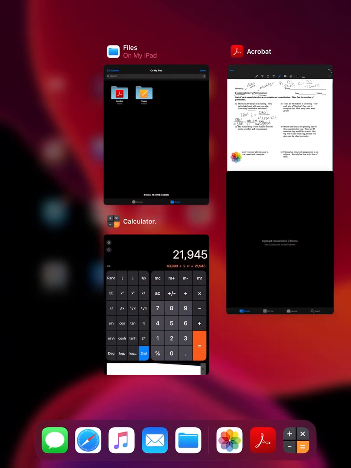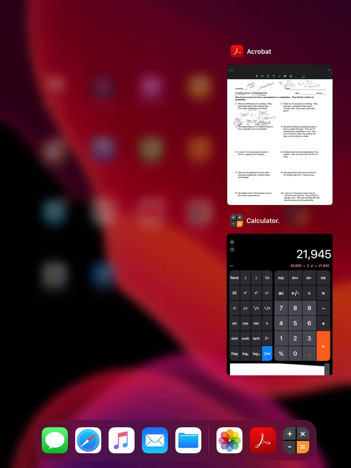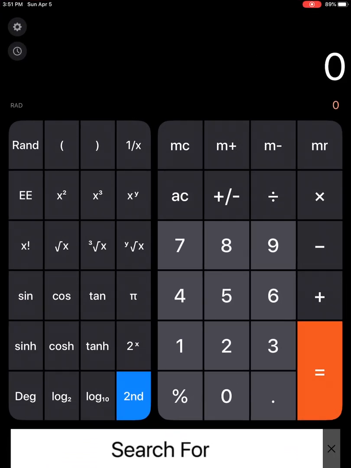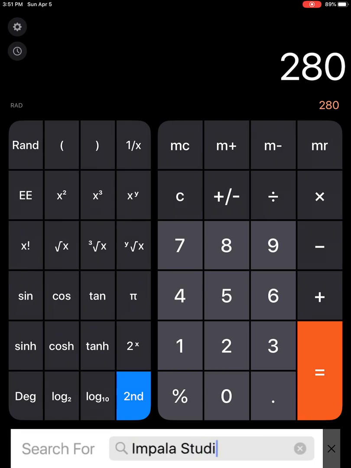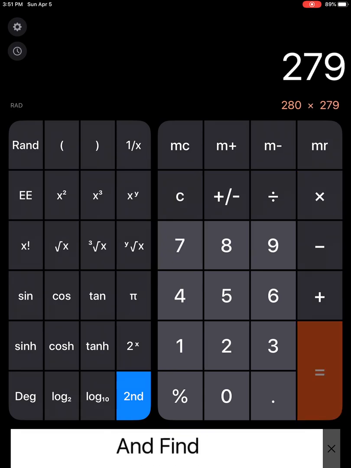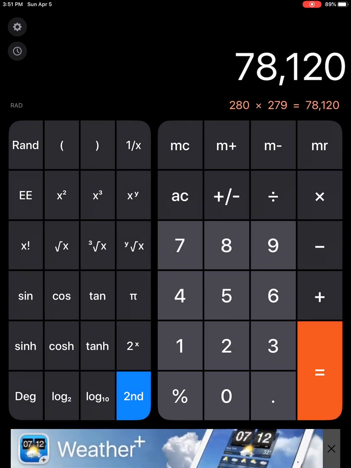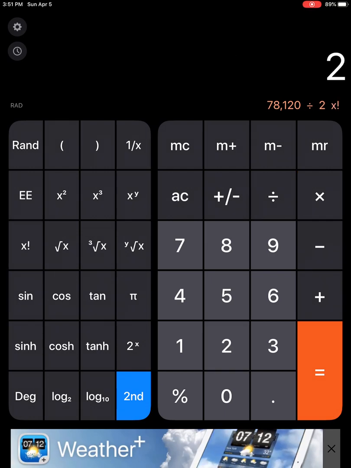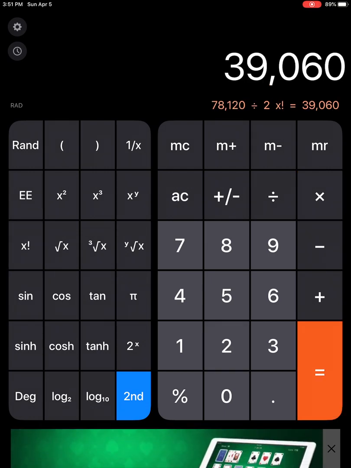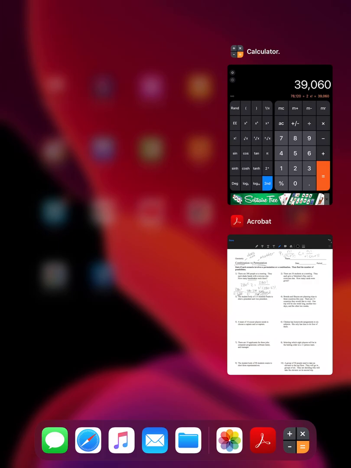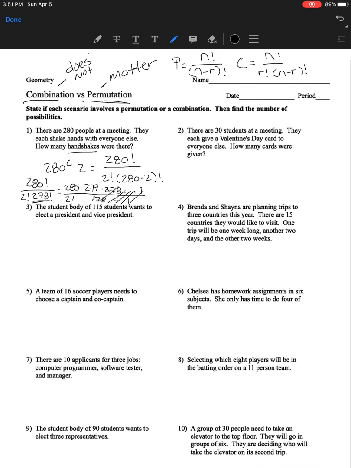So let's do that. I have 280 times 279. That's the top. And then I need to divide by that 2 factorial that's left over. And there's my answer, 39,060. Still just a big number, but the right answer. So 39,060 is my answer for number 1.